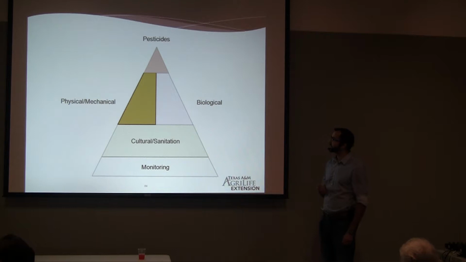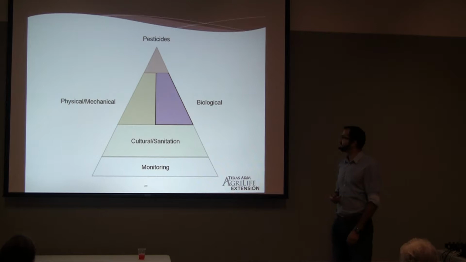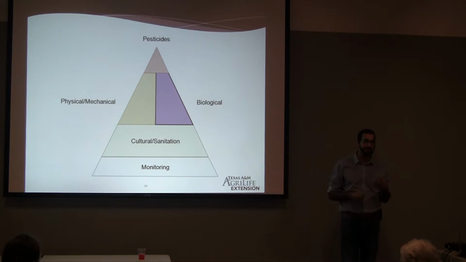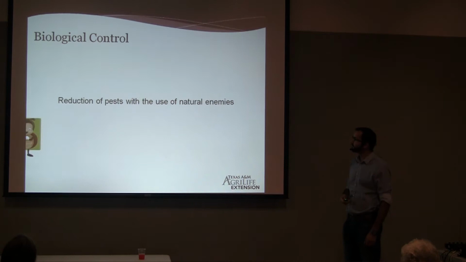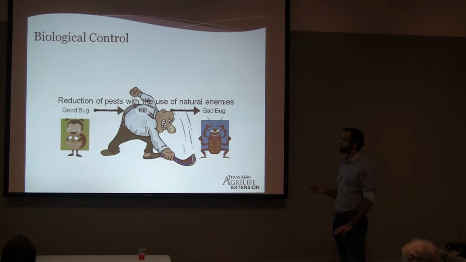All right. Now going on to biologicals. This is one of my favorite parts, because this is actually my background, biological control, because it really involves insect battles. This is when you start getting these little aliens fighting each other. So, what is biological control? Reduction of pests, the use of natural enemies. In other words, good bug kill a bad bug. This happy little lady beetle killing this cockroach, apparently.